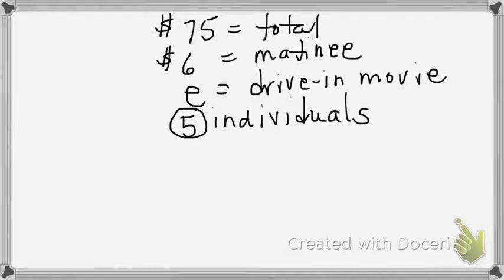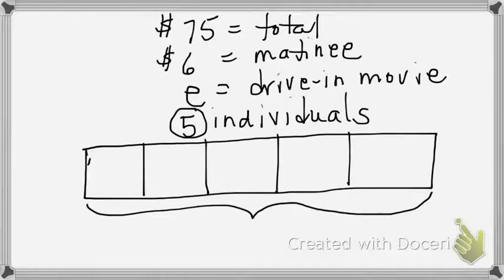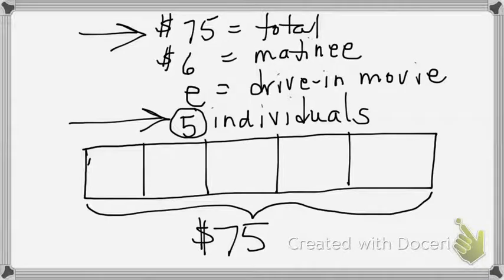If you remember, the tape diagram idea is that you are creating a piece of tape or a strip here, and we have 5 individuals, so we have 1, 2, 3, 4, 5. We've split this up into 5 equal pieces. What we know about this whole thing is that it is worth $75, because that's our total. We have it split into 5 equal pieces because we have 5 individuals who paid the same.